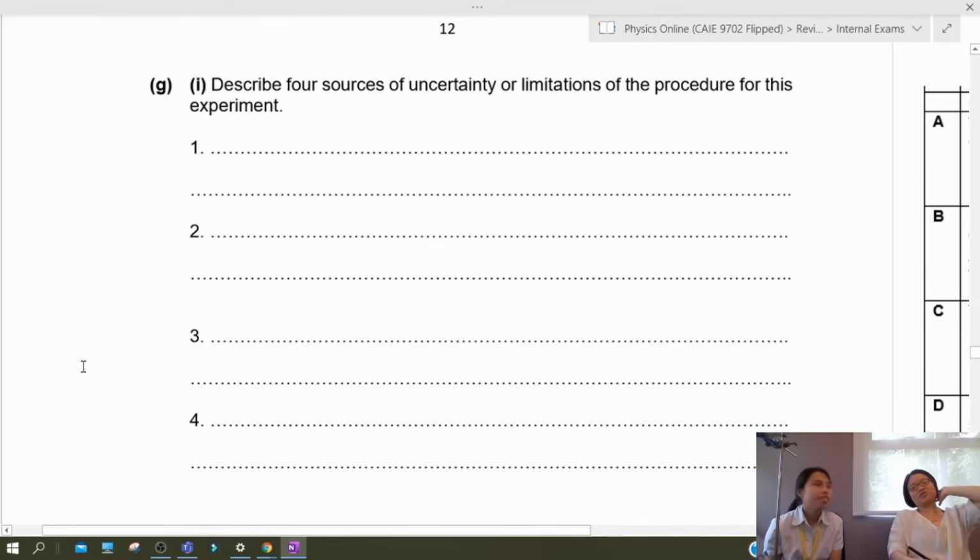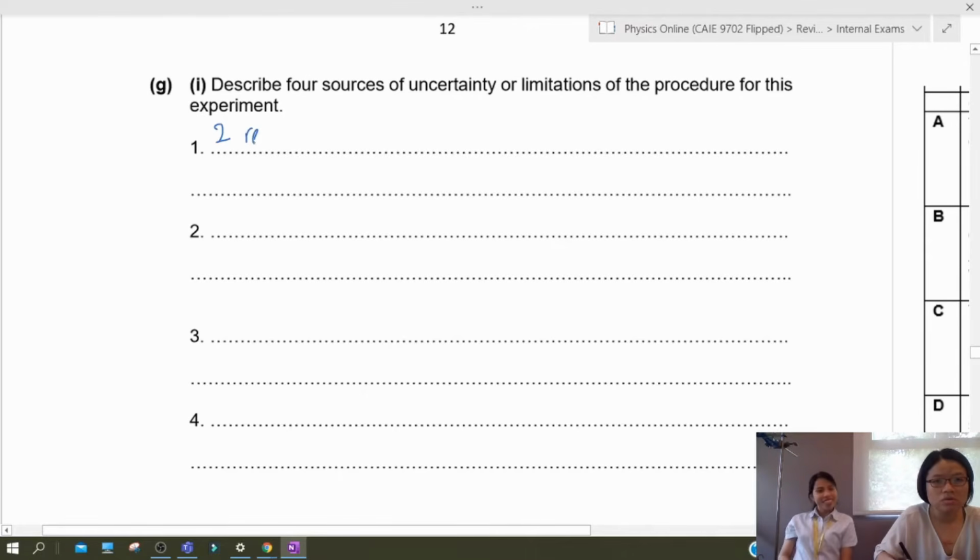So the first thing I'll write is 2 readings not enough to draw a valid conclusion. That one is true for every experiment. But can I write 2 readings is not enough? I think it must be more specific than that. Yeah, no. So 2 readings.